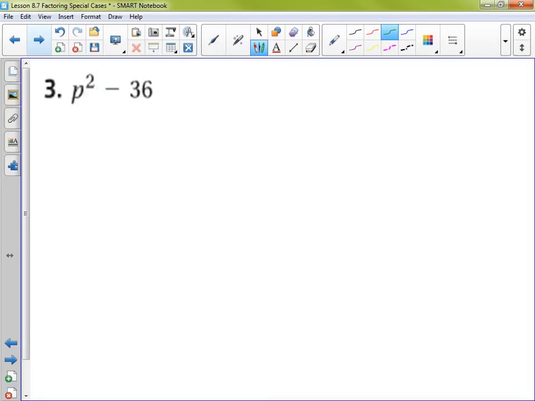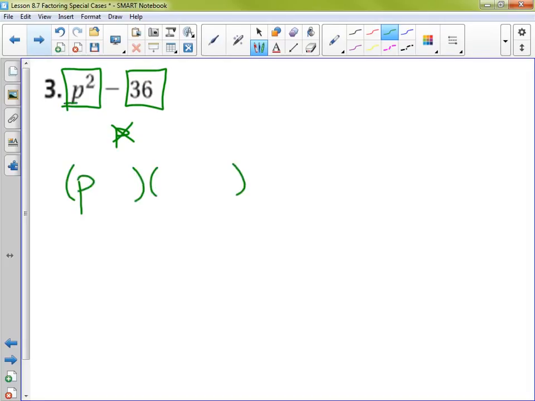Number 3. Now what you notice in this problem is there's no middle term, no p term, and this has to be the difference between two perfect squares. P squared is a perfect square, 36 is a perfect square. So the answer ends up being, take the square root of the first term, square root of the second term, make one plus and one minus. P plus 6, P minus 6 equals P squared minus 36.